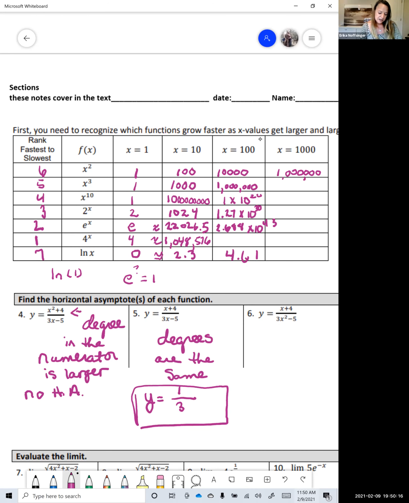And the last scenario, we have y equals x plus 4 all over the quantity 3x squared minus 5. The degree of the denominator is larger, so it's growing faster. And so we have a horizontal asymptote. If the denominator is growing faster than the numerator, in the long run, that's going off to 0. So y equals 0 is the horizontal asymptote.